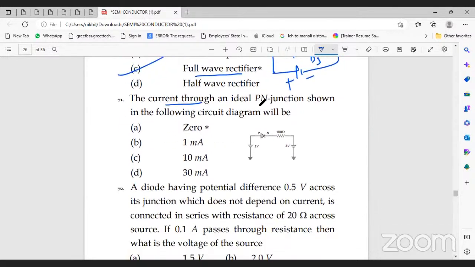What is the current flowing through the ideal PN junction in the circuit? If this P is connected to 0 volt and this N is connected to 0 volt, what will happen? Both the ends will be at the same potential. So no potential difference across the ends. Therefore, there will be no flow of current in the circuit. So option A, 0 current.